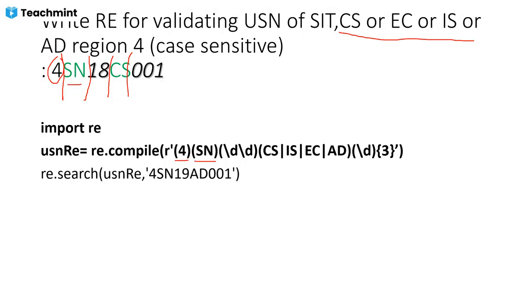Then SN, strictly SN, a 2-digit number, and the branch code like AS or pipe IS or pipe EC or pipe AD. Only these are valid. Then a 3-digit number. So check whether it is valid or not. 4 SN 19 AD and a 3-digit number. So this is the matching one.